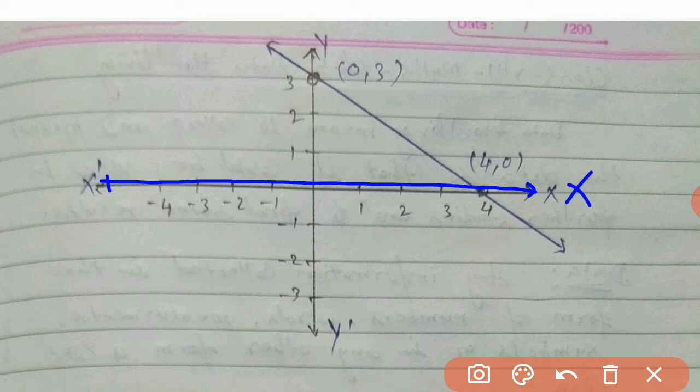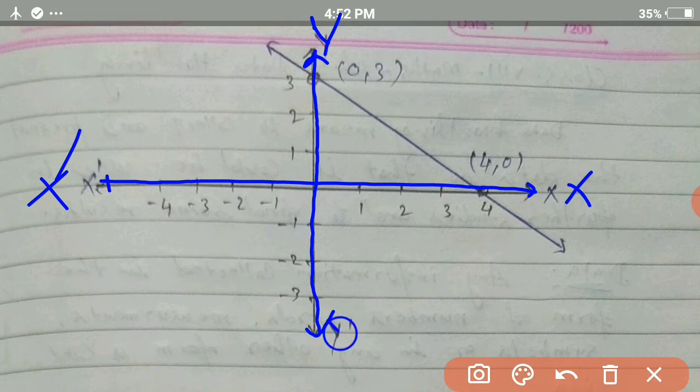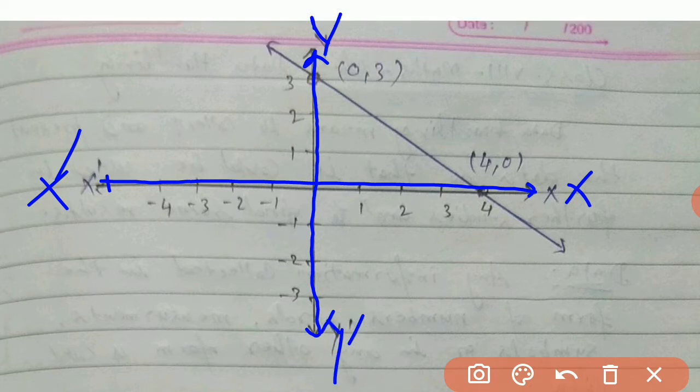This is x and this is x dash, and the perpendicular to this axis is y and y dash. Here we'll write 1, 2, 3, 4 and so on. Here -1, -2, -3, and upside 1, 2, 3 and so on. Below -1, -2, -3. Now plot (4, 0). This point is (4, 0) and this point is (0, 3). Now join these 2 points.